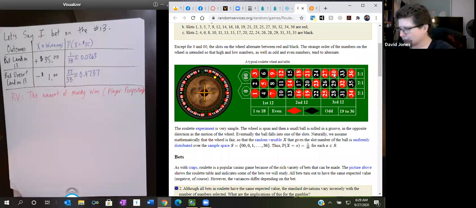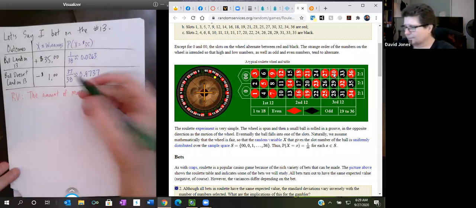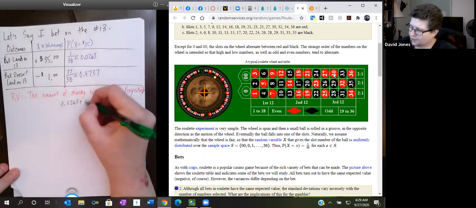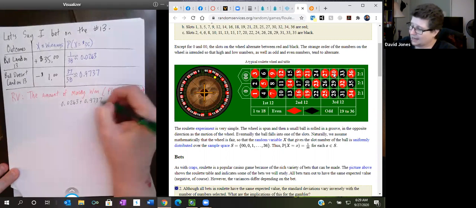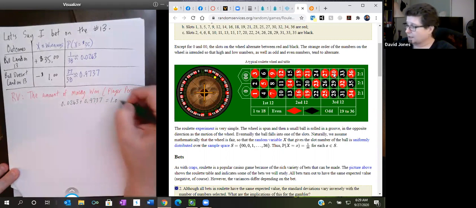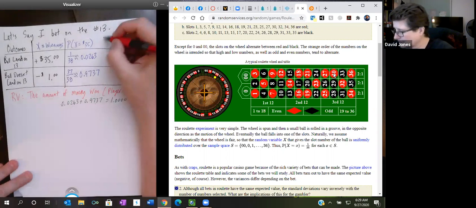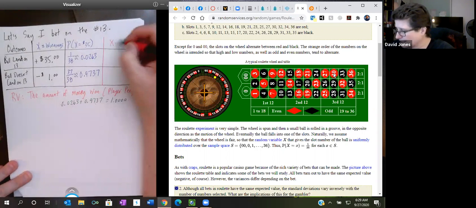You will notice if I add these probabilities up, 0.0263 plus 0.9737 add up to 1. This is a probability model. I'm going to make a column for X times P of X.